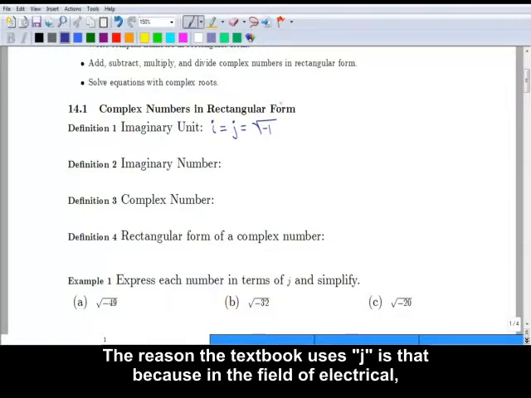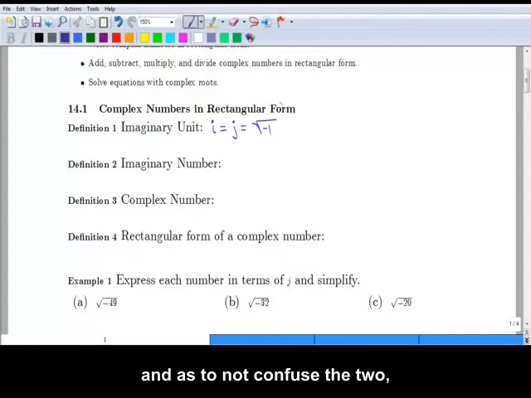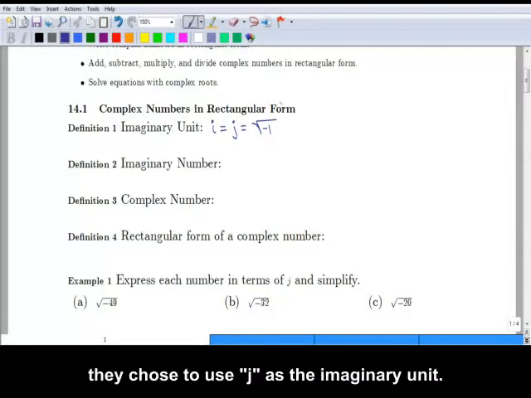The reason the textbook uses j is that in the field of electrical or electronic engineering, i stands for current, and so as to not confuse the two, since imaginary numbers most often come up in electronic applications, they chose to use j as the imaginary unit.